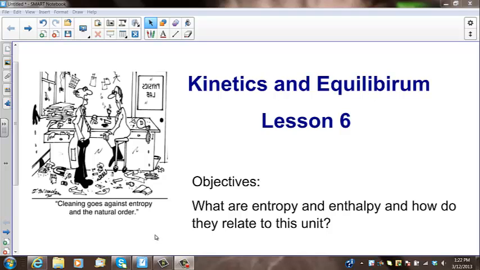Okay, this is Kinetics and Equilibrium, Lesson 6. It is the last lesson in this unit. Our focus today is going to be what are entropy and enthalpy and how do they relate to this unit. There will be a review lesson that will be posted over the weekend, and I suggest that you work on the practice test to prepare for the exam next week.